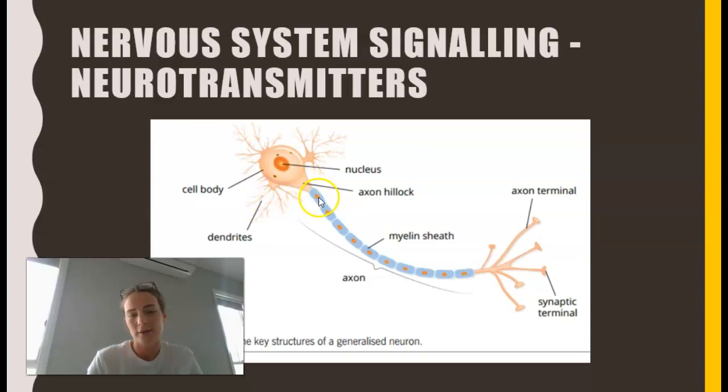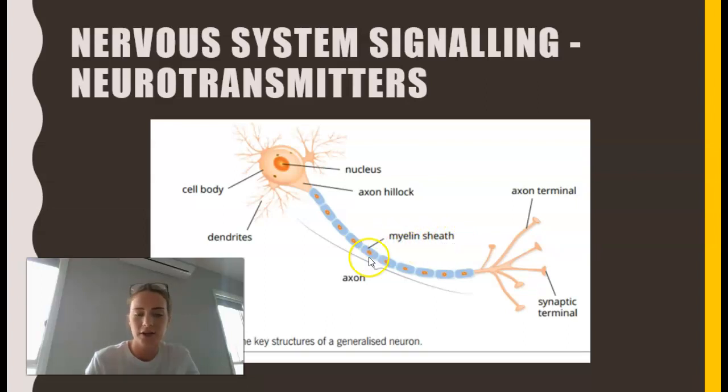Now, the long part of the neuron here we refer to as the axon. This is where the electrical signal that we'll discuss takes place. So the axon of the neuron. And around that axon, we find something called the myelin sheath.